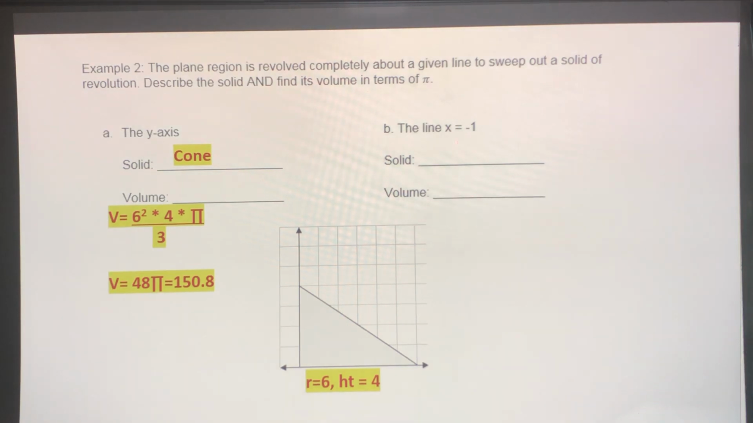For this one here, the line x equals -1. Well, the line x equals -1 would be on the very left of the graph.